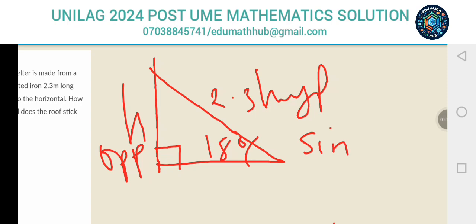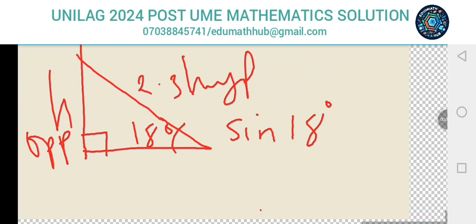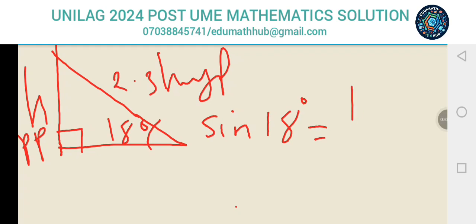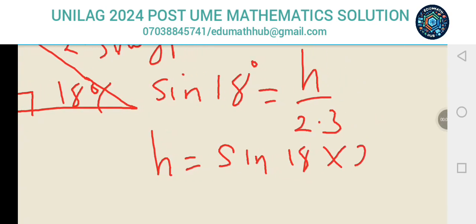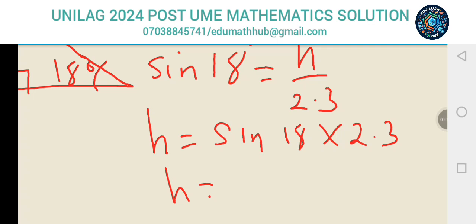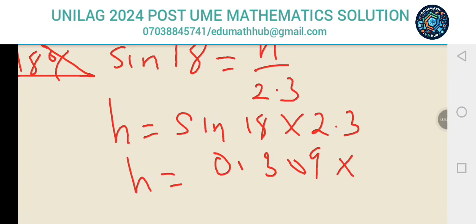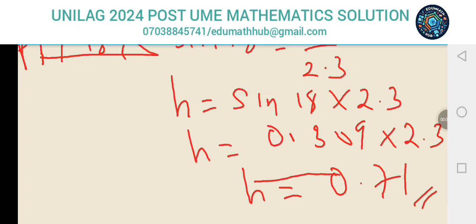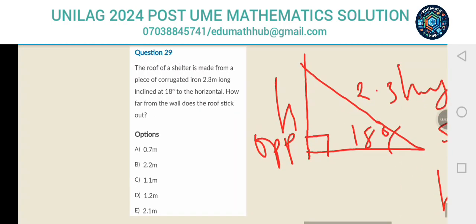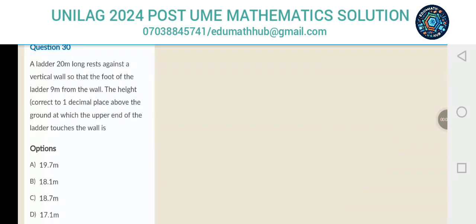So you're going to say sine 18 degrees is equal to the opposite, h, divided by the hypotenuse, which is 2.3. So h, when you cross multiply, you're going to get sine 18 times 2.3. If you multiply this with the calculator, sine 18 is 0.309. Then multiply this by 2.3. I'm going to get h is equal to 0.71. So the answer is 0.71. So we go to your options and look for 0.71 there. So you can see this is the answer here. So we take the next question.